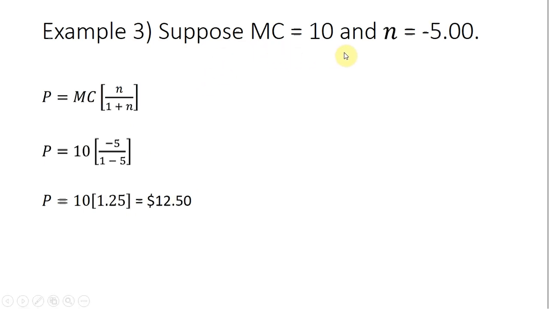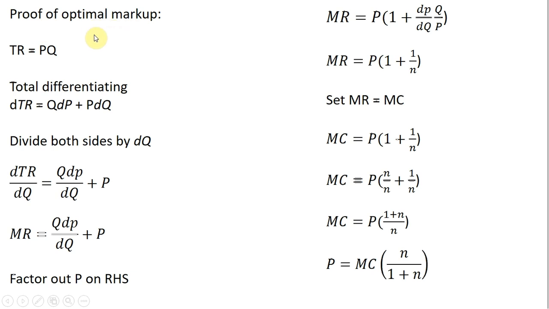Example 3, an even more elastic demand, and in this example we get a markup here of 1.25 times marginal cost, just minus 5 divided by minus 4, and here the profit maximizing price is only $12.50. Let me show you a proof of the profit maximizing rule, that is the optimal markup here.